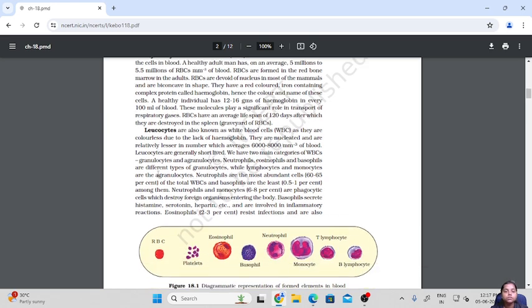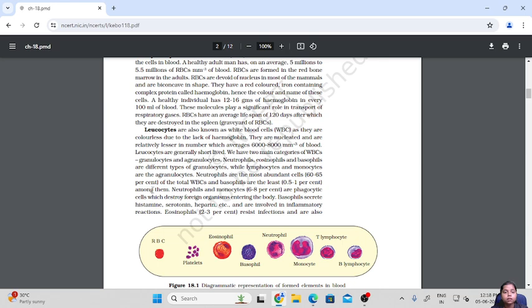A healthy individual should have 12 to 16 grams of hemoglobin in every 100 ml of blood. These molecules play a significant role in the transport of oxygen and taking back carbon dioxide from the body, so they play an important role in the transport of respiratory gases. RBCs have an average lifespan of about 120 days. After that, they are destroyed in the spleen, the graveyard of RBCs.